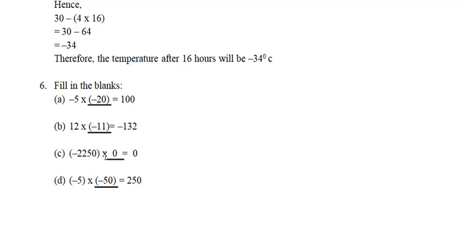Minus 2250 into dash equals 0, which means there should be 0 out here. And in question number D, it's given minus 5 into dash equals 250. Your answer should be positive, which means in this dash also there should be a negative integer, because minus into minus will be plus. So just divide 250 by 5, you will get 50. So this is how we will solve these questions.